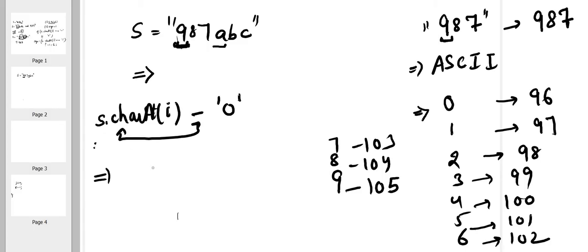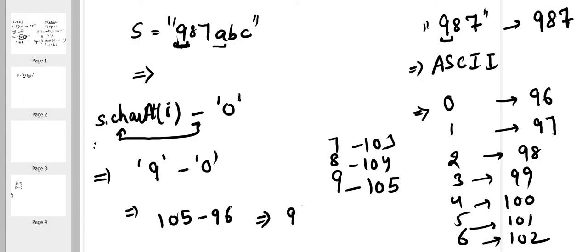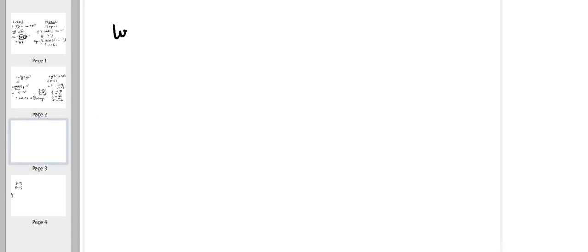So what is s.charAt(i)? That is 9. So 9 minus 0. What is the character code of 9? 57, and 0 is 48. So it will give you 9, but this 9 would be an integer, right? This is how you will convert all these characters to integers. So what will be your condition? Your condition would be while i is less than n and your character is a digit.